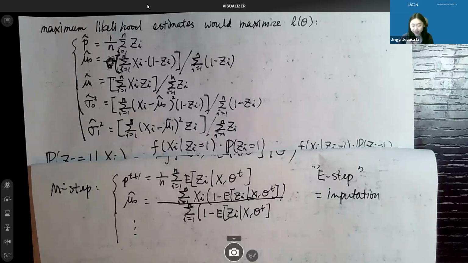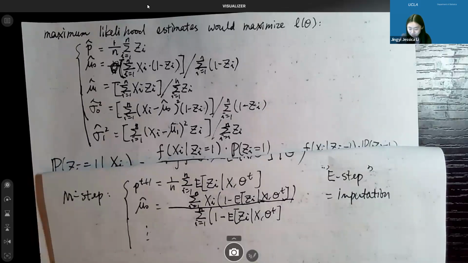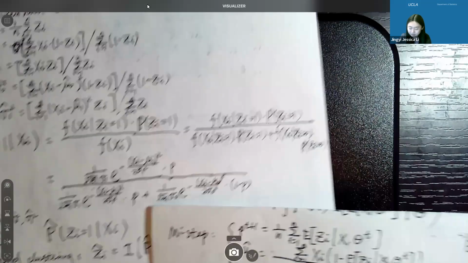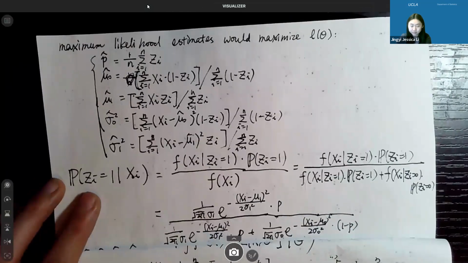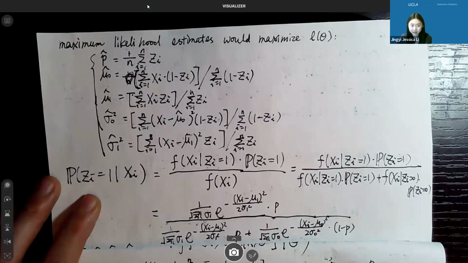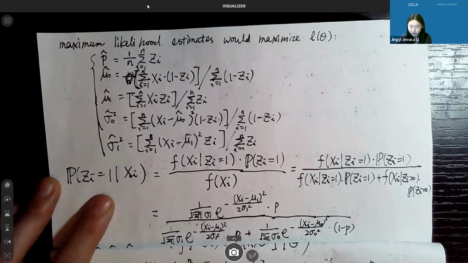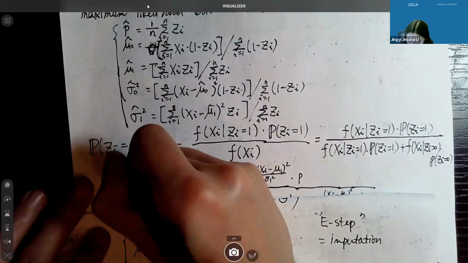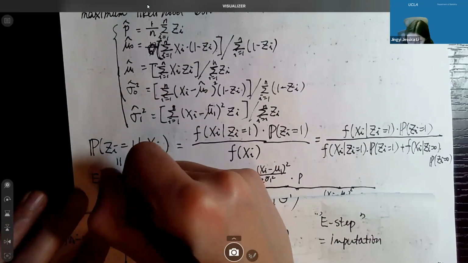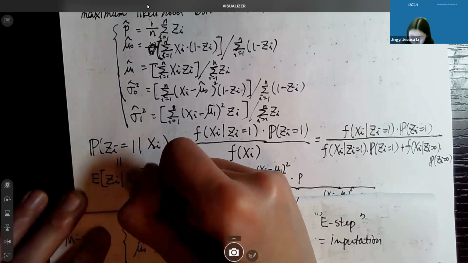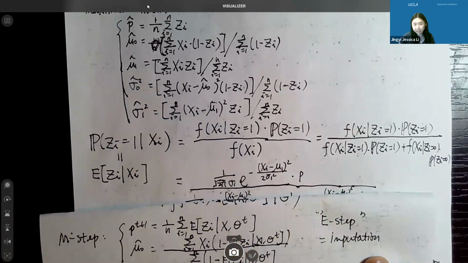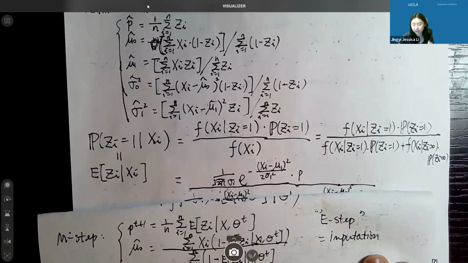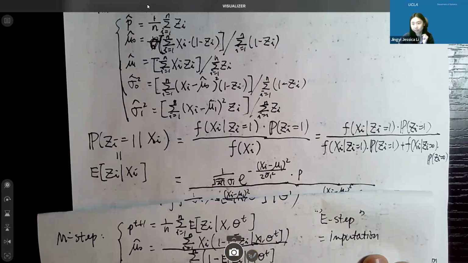How do we do it? Actually, the answer is given in our Gaussian mixture model, which is what we have here. This is what we did last time. So we can obtain this probability of Zi being 1 given xi, and what we need here is just equal to the expectation. The reason is Zi is binary. So for a Bernoulli binary random variable, its expectation is equal to its probability of being 1.